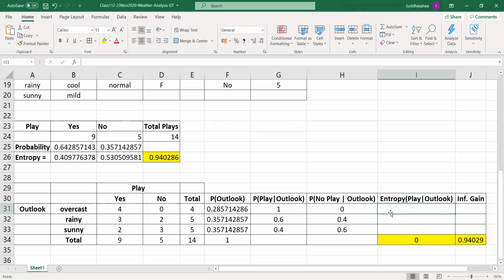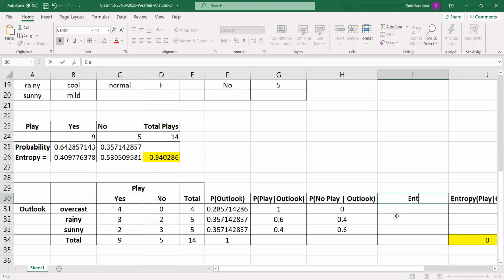Now to calculate this entropy of play given outlook, give me 1 minute. Oh, I'm sorry. I think I missed one cell here. Yes, I have missed one cell. Give me 1 minute.